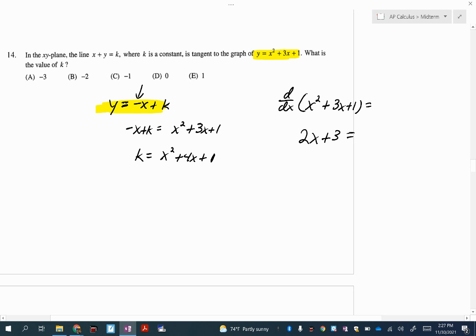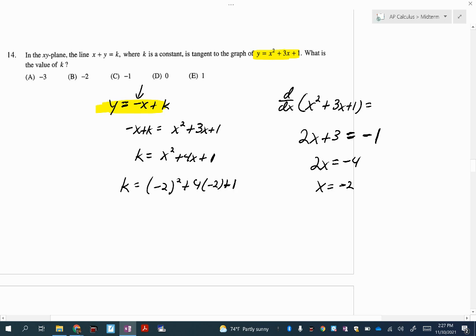So if this value for x is going to give me the slope of the tangent line, it has to be equal to negative 1. So now I can actually solve this for my value for x. So that's going to be x equals negative 2. And you'll notice now I'm ready to finish solving for k by plugging in negative 2.